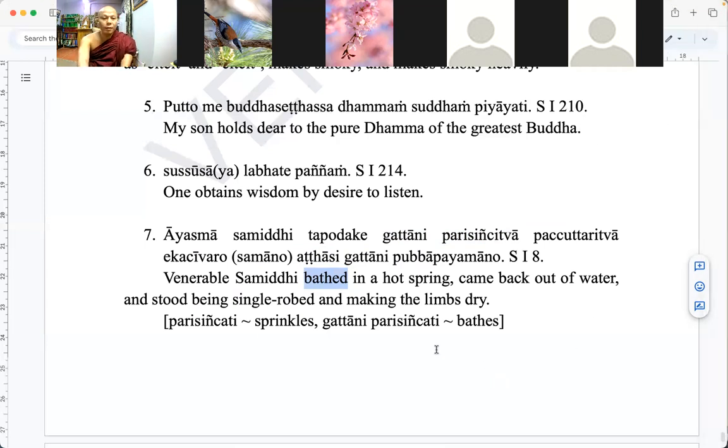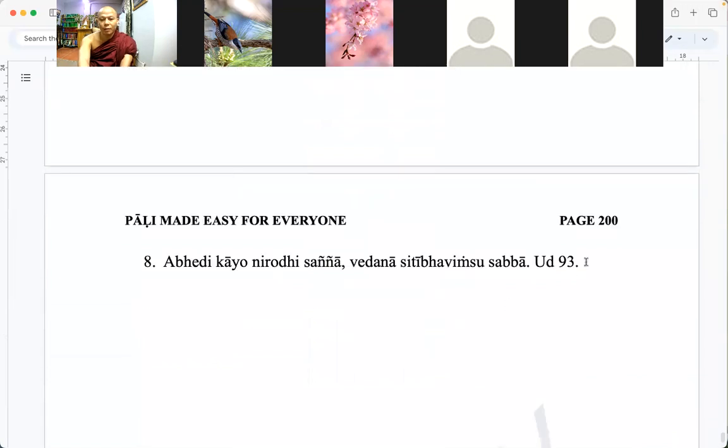And then now number 8. Number 8 is Abedi Kayo Nirodi Sanya. Okay.